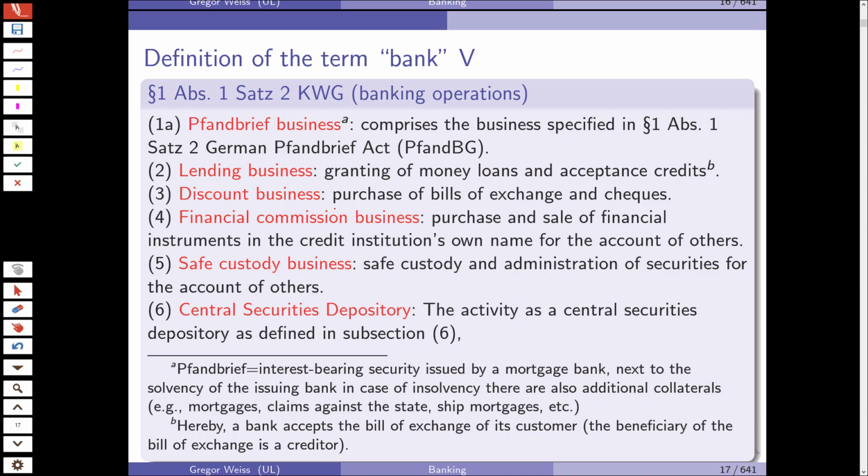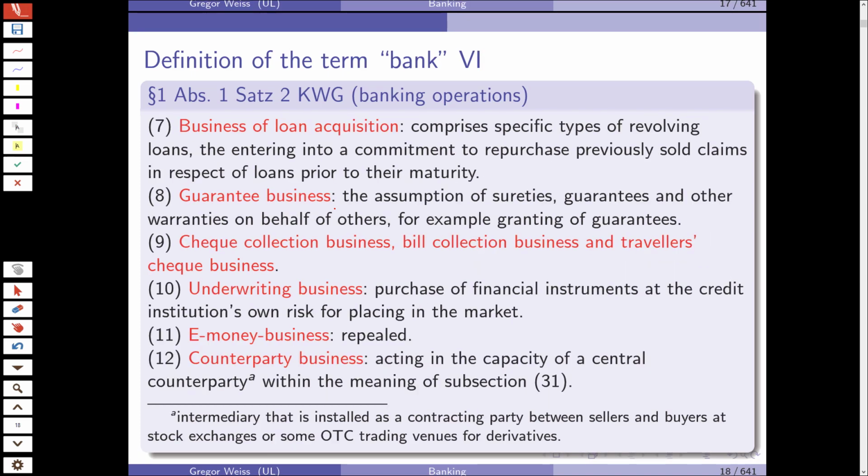Diskontgeschäft, discount business. If you purchase bills of exchange and checks, that's really very specialized banks who only engage in this sort of business. You're a bank. Financial commission, you're a bank. Safe custody, administration of securities for the account of others. If you open a trading platform or if you're a trading company and you hold securities for someone else, also Wertpapiere halten, und Depotgeschäft, you are a bank. Central Securities Depository, safe to say you're a bank. Business of loan acquisition. If you buy loans from other companies for a business, you are a bank.